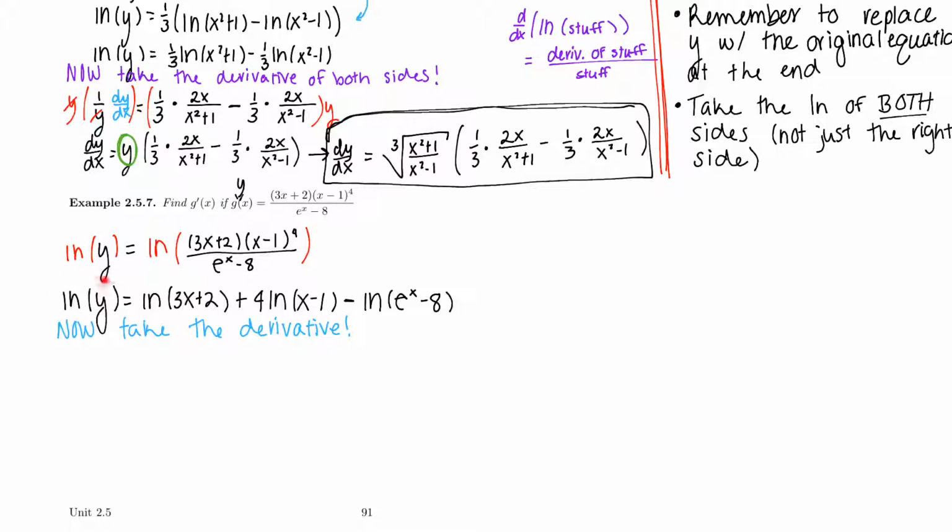So implicit differentiation, derivative of ln y is 1 over y dy dx. For ln's, it's the derivative of the inside over the inside. So the derivative of 3x plus 2 is 3, and then the inside is 3x plus 2. Plus, there's a 4 here, plus 4 times the derivative of x minus 1, which is 1, all over x minus 1, minus the derivative of e to the x minus 8, which is e to the x, all over e to the x minus 8.